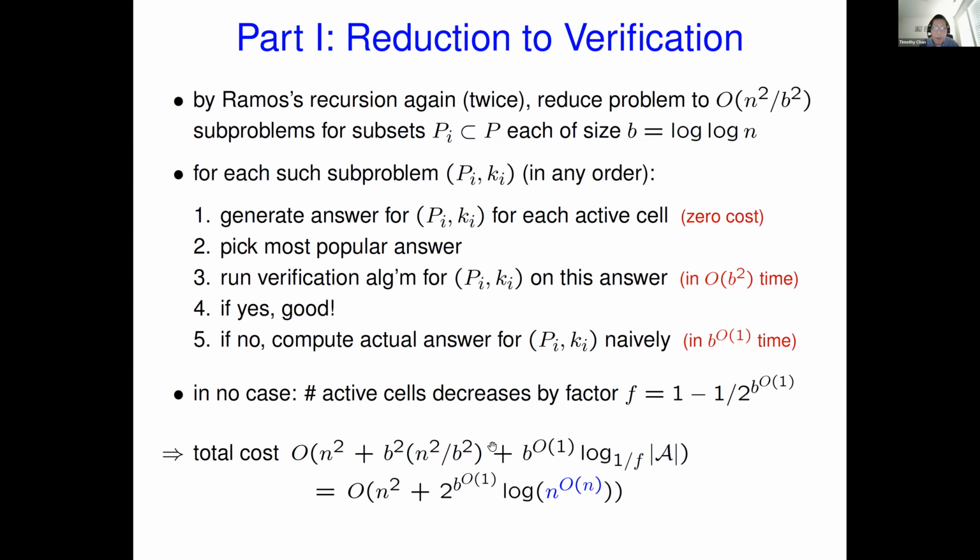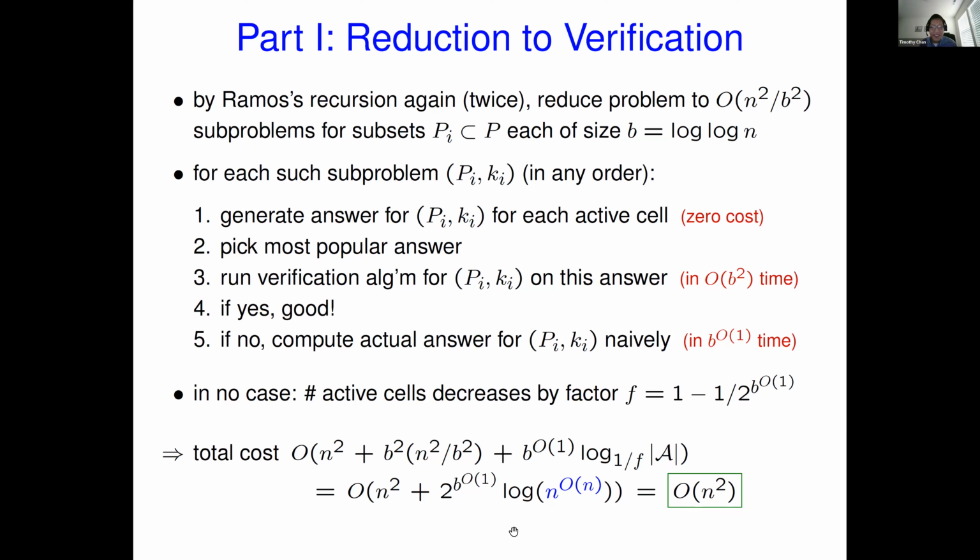So the second term is actually small. It's less than n to the 1 plus epsilon, so it will not dominate. So the total cost is n squared, and then we're done with the first part. Okay, so any questions? Okay, so it's very slick.